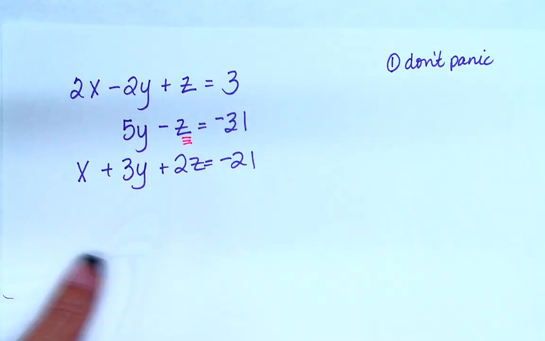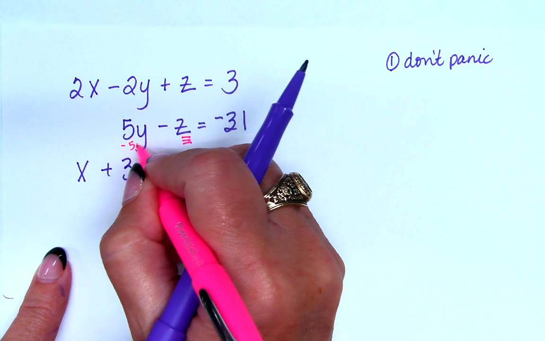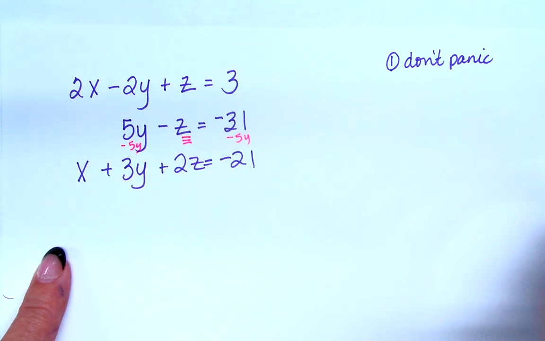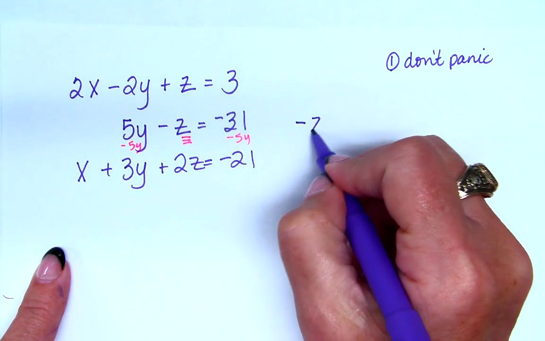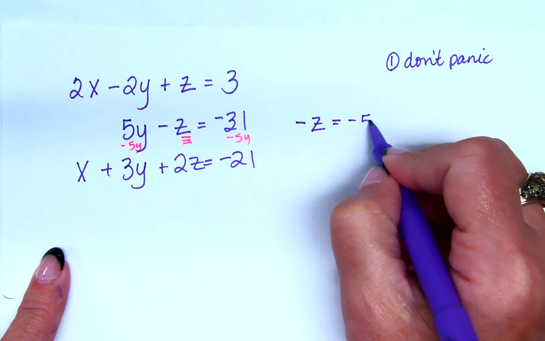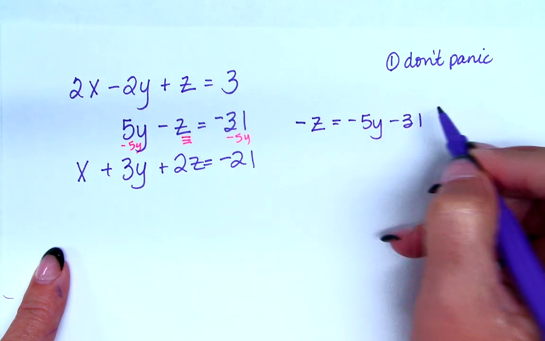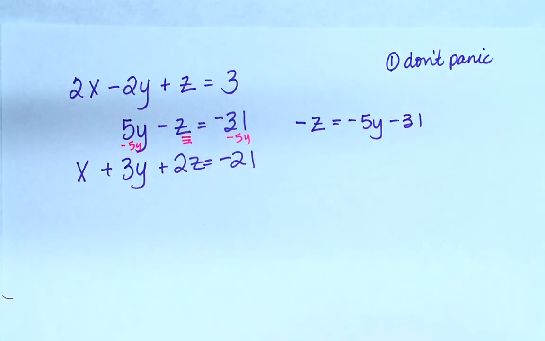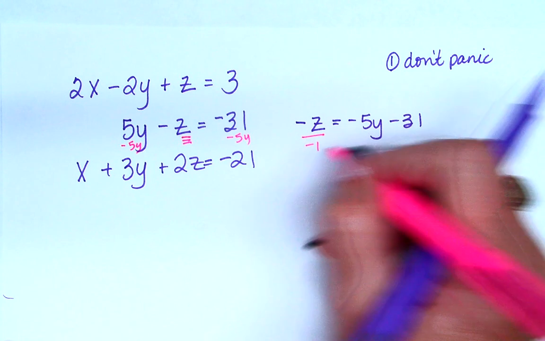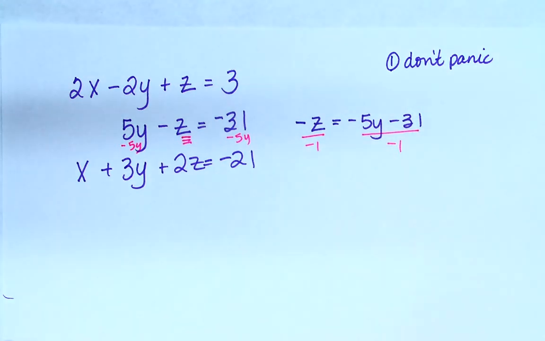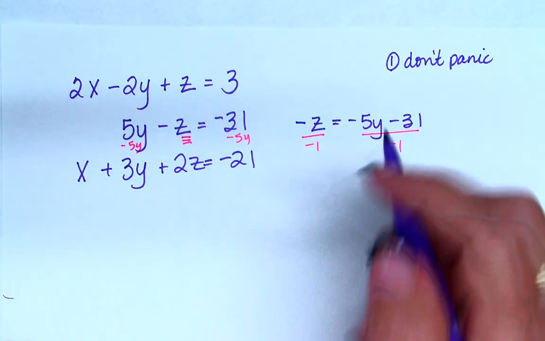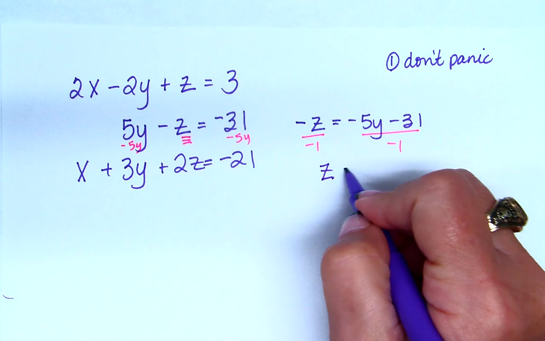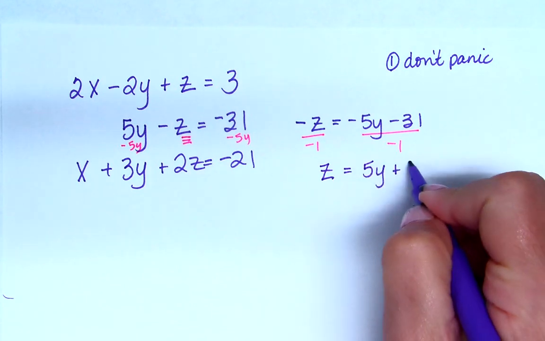How do I solve for this z? What would I do? Minus 5y. Very good. If I subtract 5y from both sides, that gives me negative z equals negative 5y minus 31. And to get z all the way by itself, I would divide both sides by negative 1. Z equals 5y plus 31.